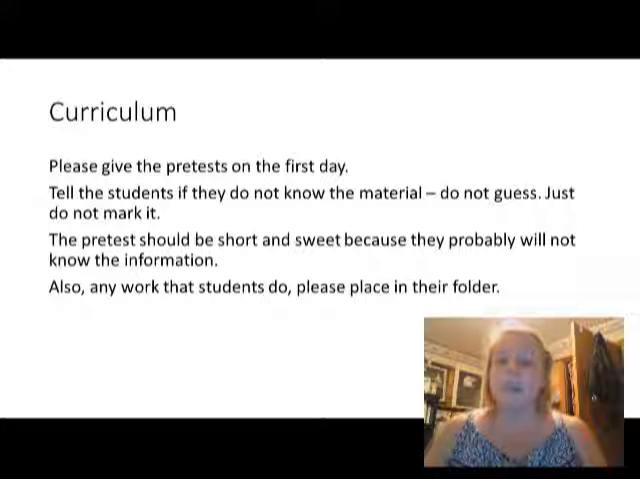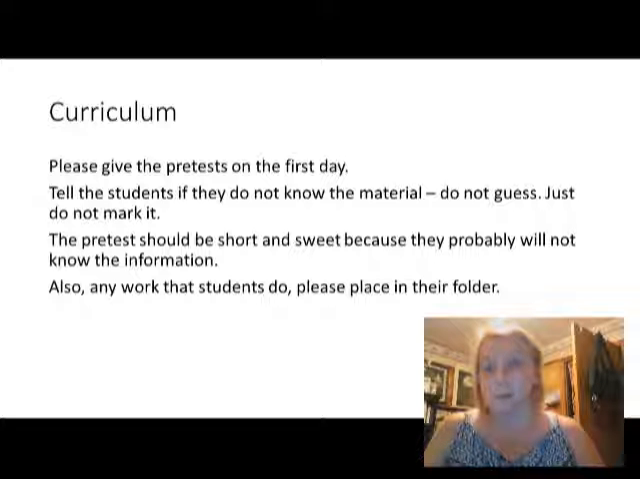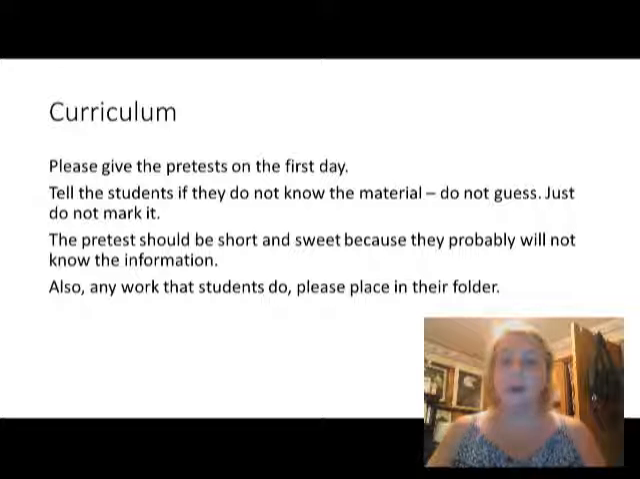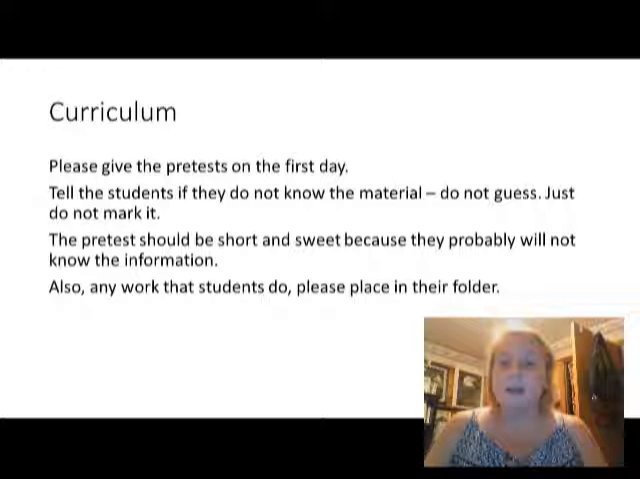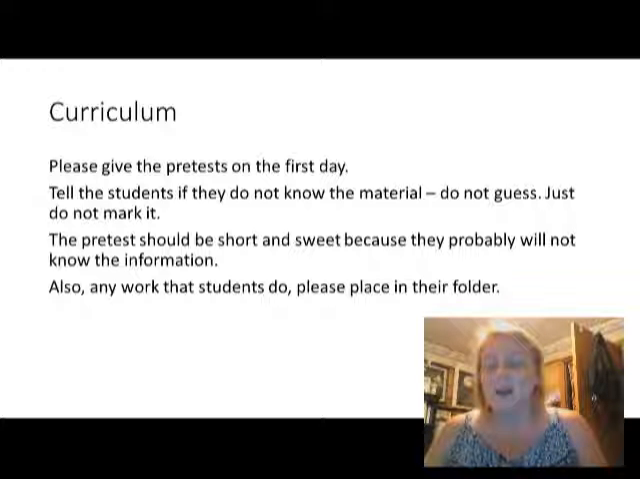But the thing is, and when we talk about the credit recovery students, these pre-tests are going to be important. But we do need to show that there's either some growth, no growth, whatever. We do need to have something. Now, if they don't know the information, then tell them don't guess at it. Just don't answer it. And usually when you give a pretest, the kids don't know anything anyway, so it should take probably about 5 minutes to get done.